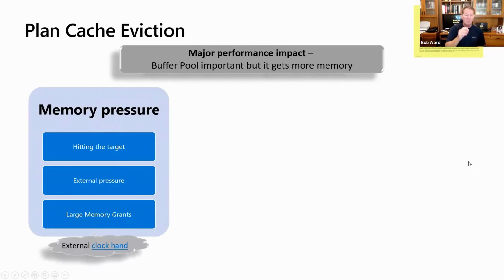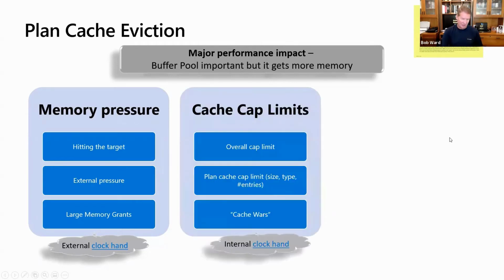So we have something called an external clock hand, which you can see through DMVs, because anytime we think we're hitting one of these conditions, we've hit the target, we get external pressure coming in the system, or we get things like large memory grants, we're going to move a clock. We're going to make ticks on a clock go forward, depending on what we're allocating. And as we move that clock and we get to a certain level, then we'll evict the plan from cache. So you can go on this clock system and see, has my plan been part of the movement of a clock, and is it a candidate to be evicted from cache? Why does it matter if it's evicted from cache? You have to recompile the query to bring it back into cache.